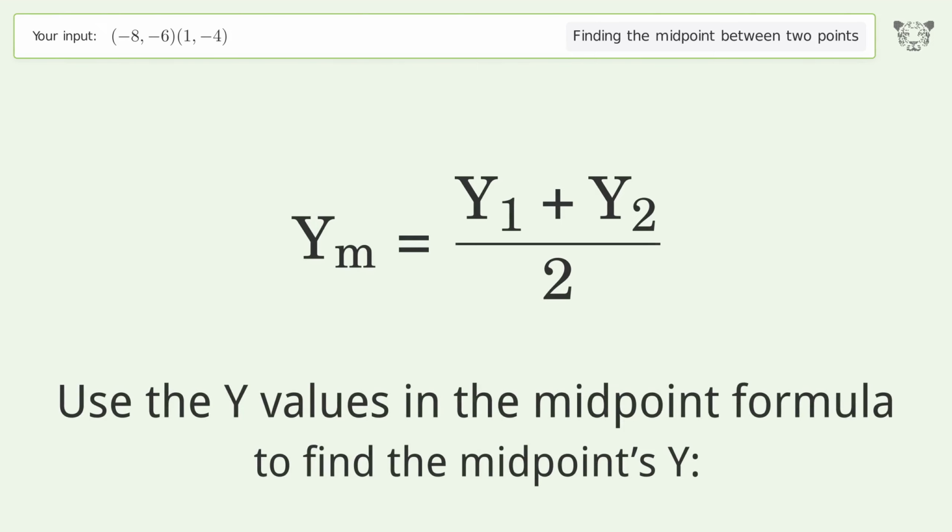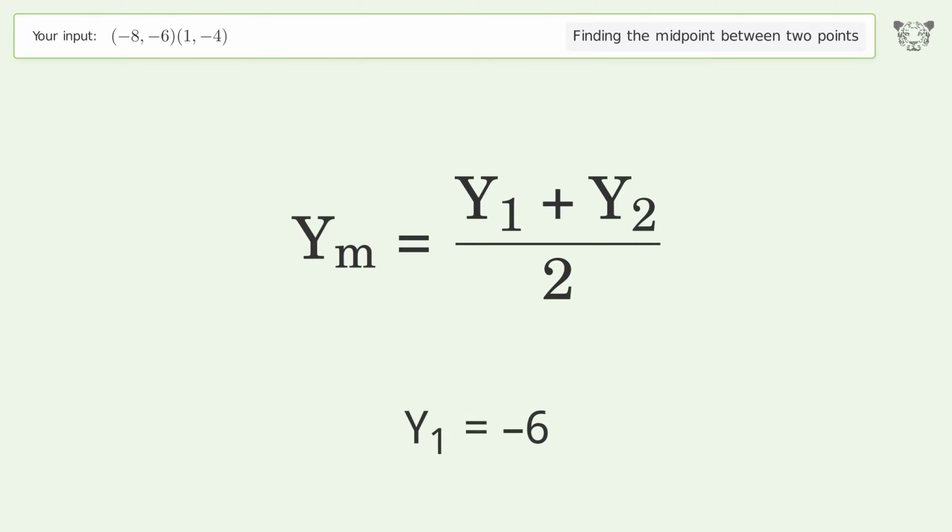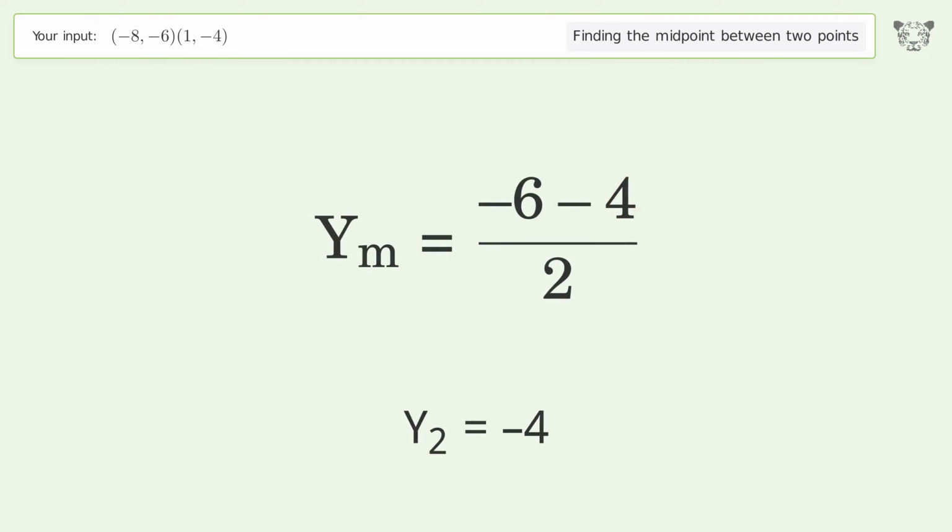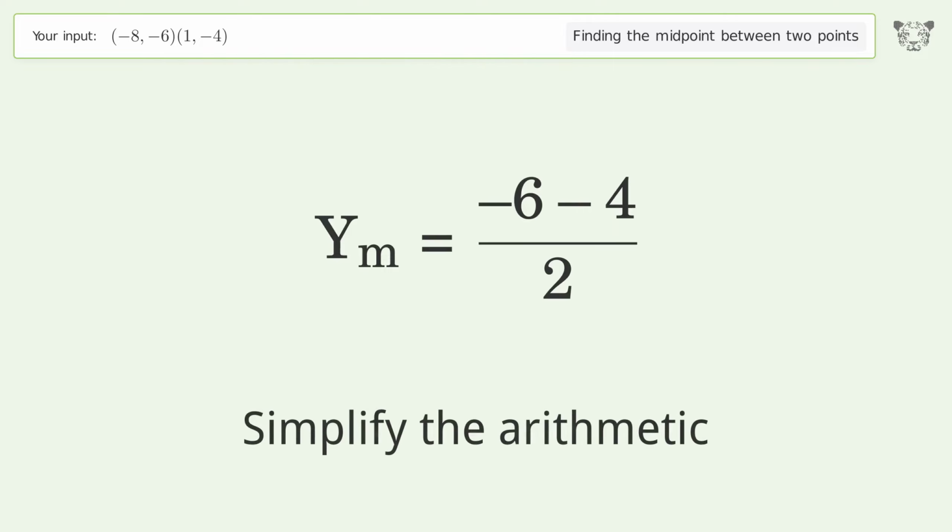Use the y values in the midpoint formula to find the midpoint's y. y1 equals -6. y2 equals -4. Simplify the arithmetic.